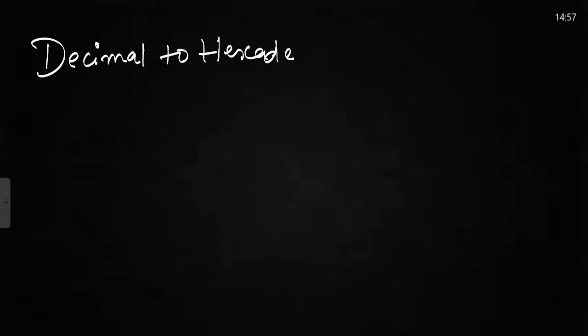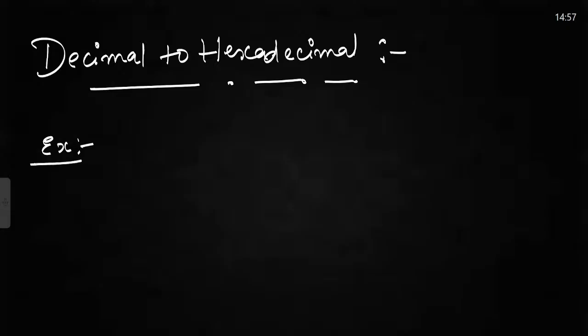Now we will find our decimal to hexadecimal. So same procedure we will do. Now let us say, for example, I am having 254 base 10. Then what is my equivalent in hexadecimal?